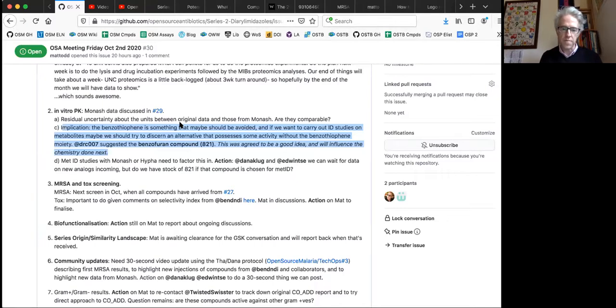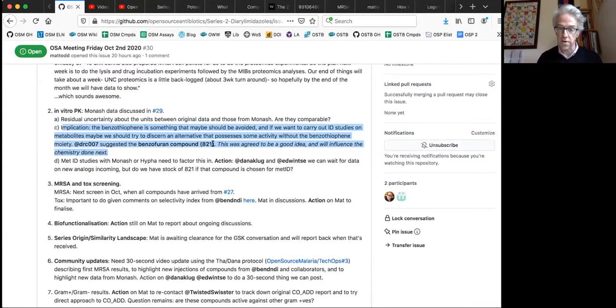But it turns out that that compound is just cleared ridiculously fast and actually isn't that interesting. And we should go for a compound which has fast but not too fast clearance, which is more typical, I think, of the series, which lacks the sulfur. And so I think we've become much more interested in this benzofuran compound, which I think was the compound with the 821 at the end.